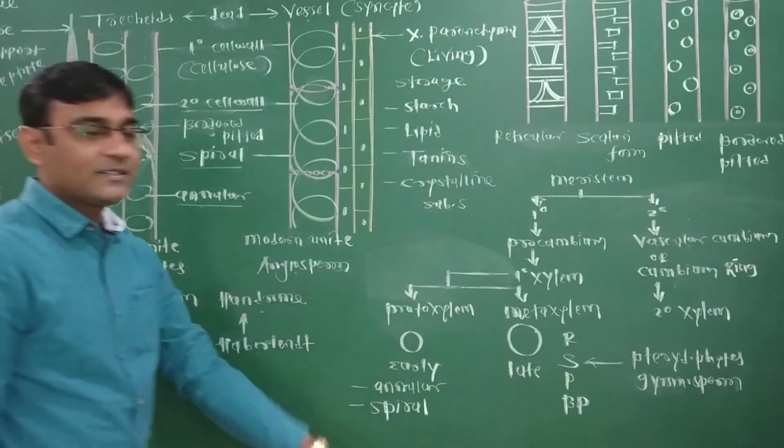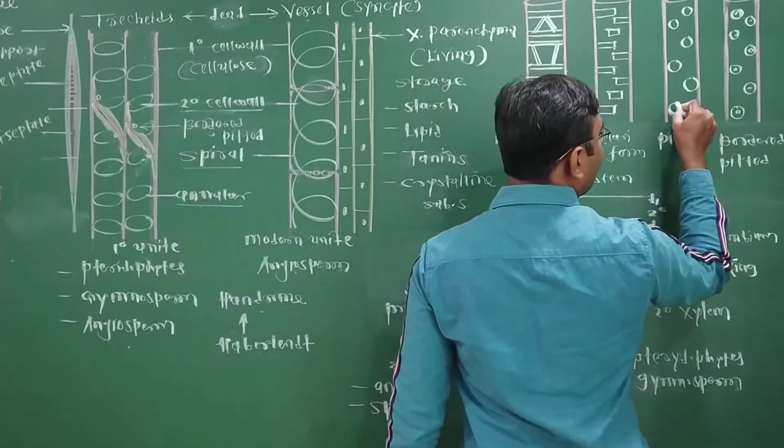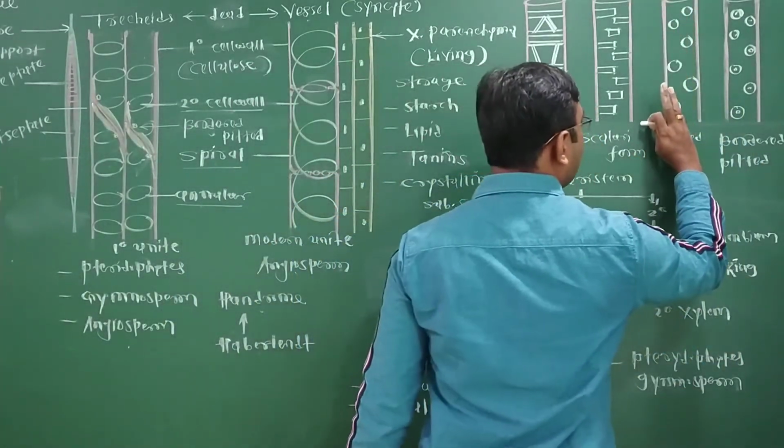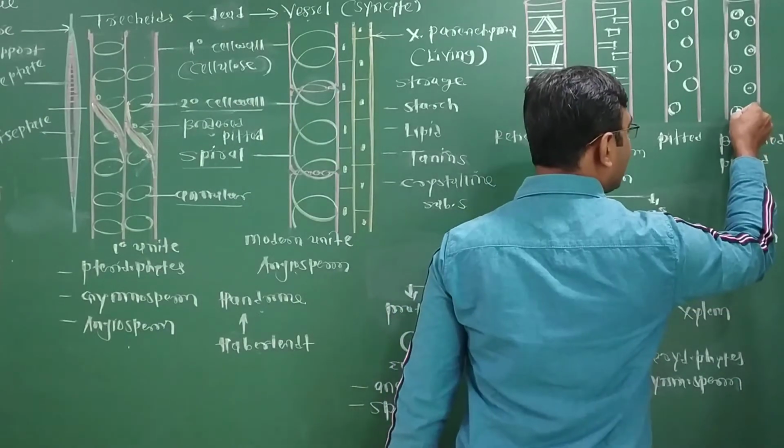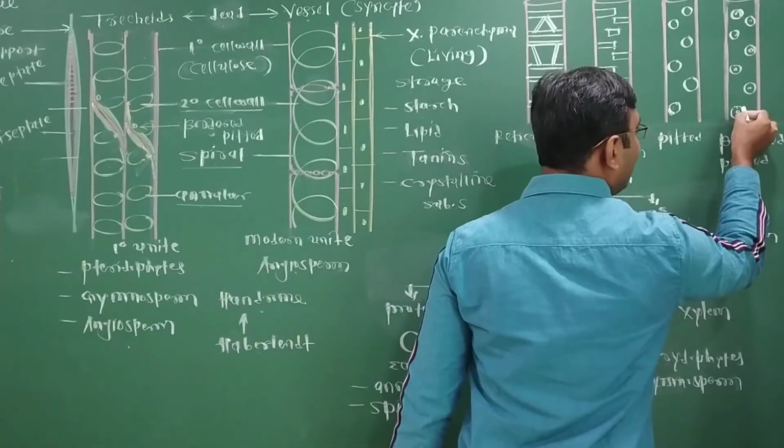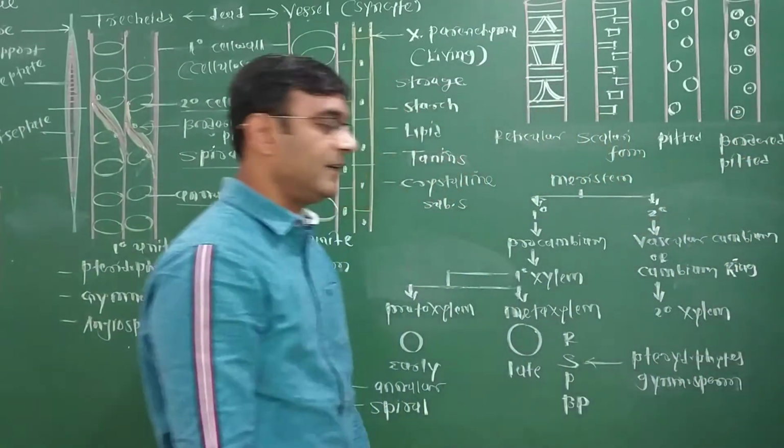So pitted means thickening of lignin where lignin is absent, so that is a pit. Centrally lignin is there and pits are at the periphery, so that is bordered pitted.